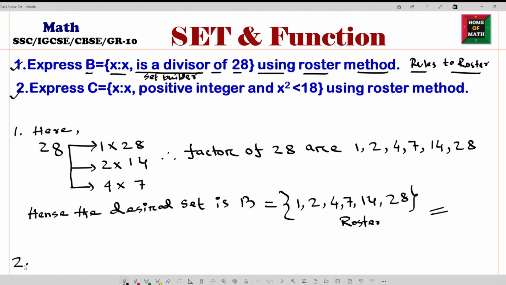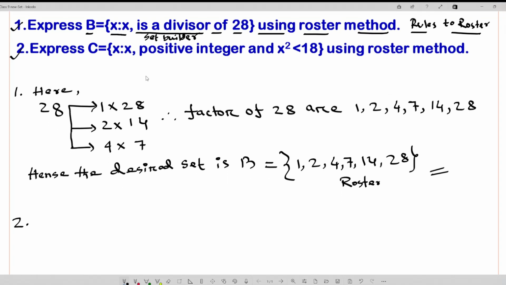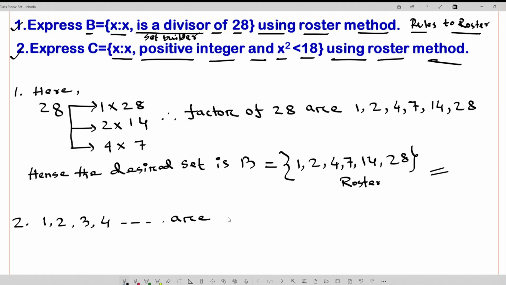Number 2: express C equals {x such that x is a positive integer and x squared is less than 18} using the roster method. Look, 1, 2, 3, 4, and so on, what are they? They are positive integers, right? Here there is no negative number and no fraction.